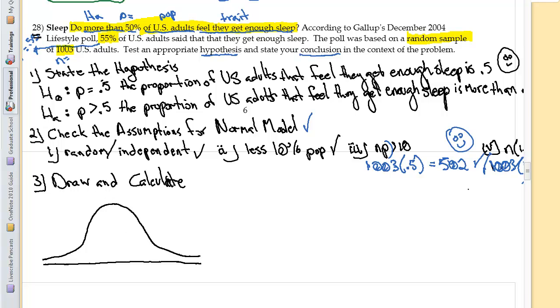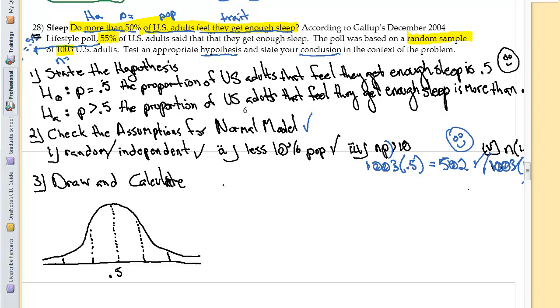I've drawn the normal model, the normal distribution. What goes in the center? What always goes in the center is my null hypothesis. My null hypothesis here is p is equal to 0.5. So here is my 0.5 in the center. Now typically what I do is I mark off 2 standard deviations to the left and to the right to get an idea about what would be unusual, especially with the normal model. All right, I know that 2 standard deviations away is that.